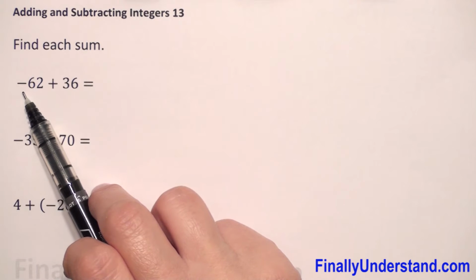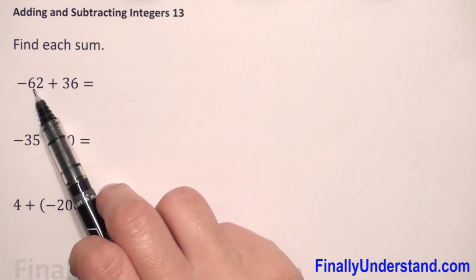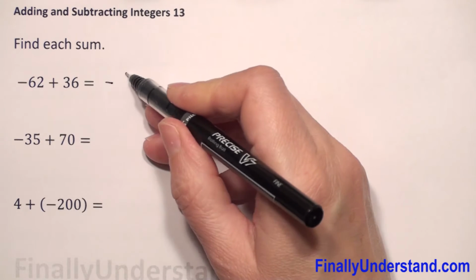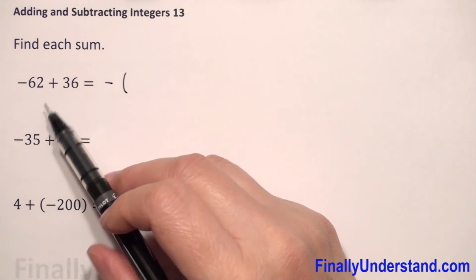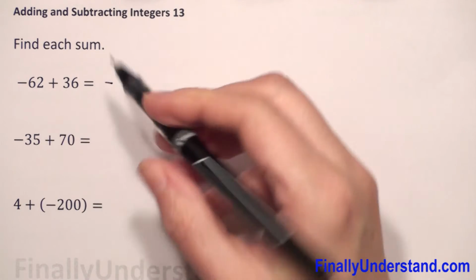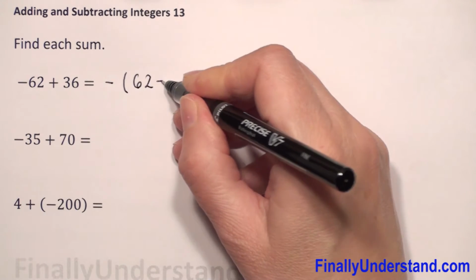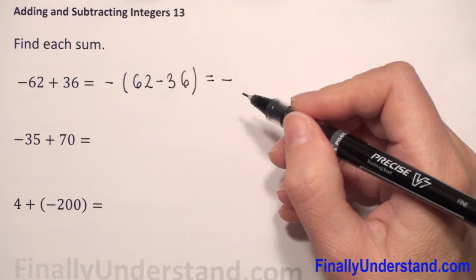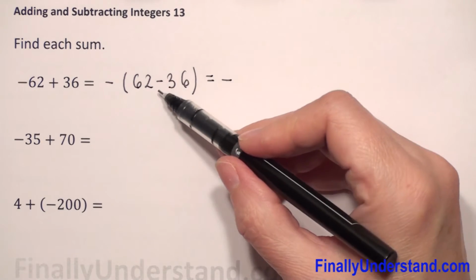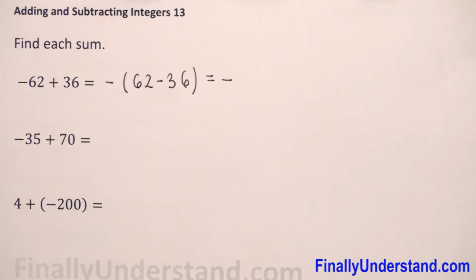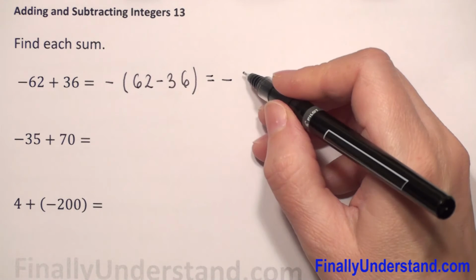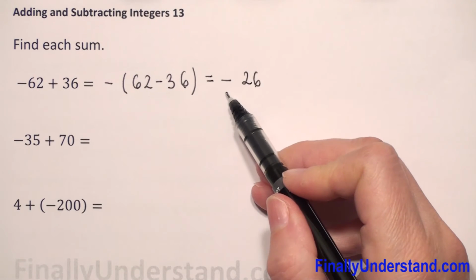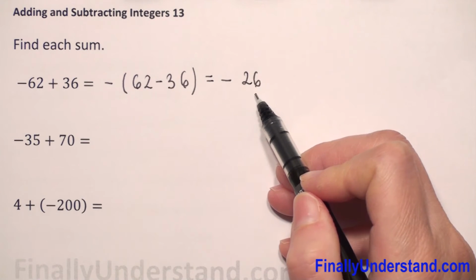So next we check the sign before the greater number. It is negative, so we copy this negative sign. We open parentheses and we just subtract the smaller number from the greater number. So 62 minus 36. The negative sign we have to rewrite, and we have 62 minus 36. This is 26. So the answer is negative 26.